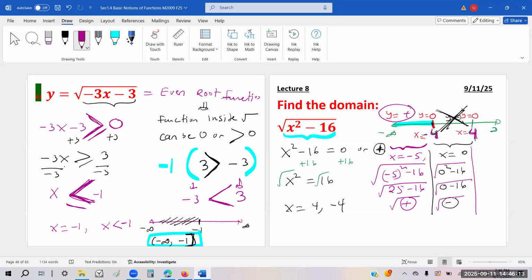And then we have our last interval. Any number more than 4. Pick any number more than 4. 5. So when x is 5, we get the square root of 5 squared minus 16. And you already did that in the first part. It's 25 minus 16, which is the square root of a positive number. It's valid, right? Square root of a positive number is valid. So this is positive y. So we are going to take this interval in the domain. That means you can replace x with any number from negative infinity to negative 4. And we can replace x with any number from 4 to positive infinity. This is the infinity symbol. Oops.